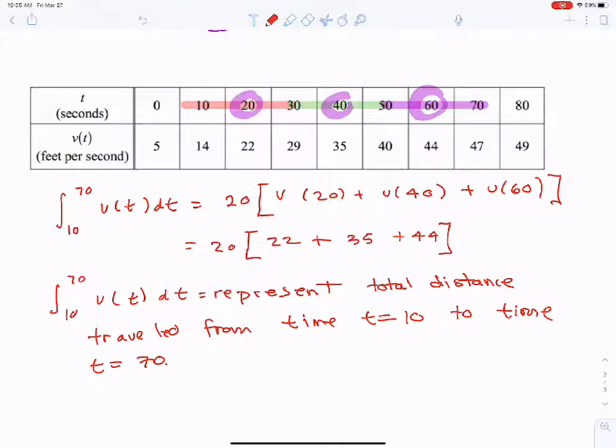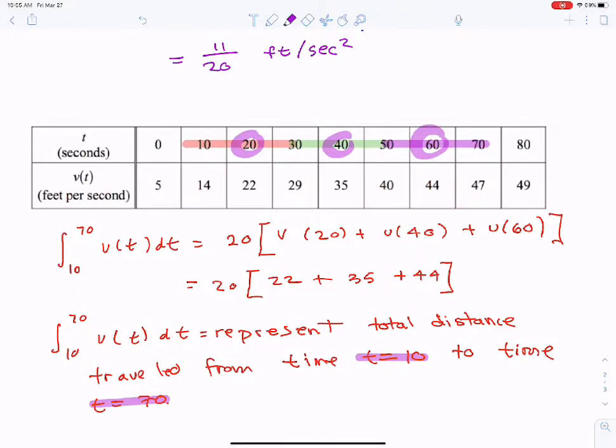Okay. So the only thing that I want to emphasize to you guys when we're discussing this is, make sure you don't just say it represents a displacement. Be specific to the problem. And when I say be specific to the problem, make sure you include in your explanation those limits. So in this case, it doesn't just represent the total distance traveled. It represents the total distance traveled from A to B, right? From time 10 to time 70. Okay? See if you have any follow-ups.